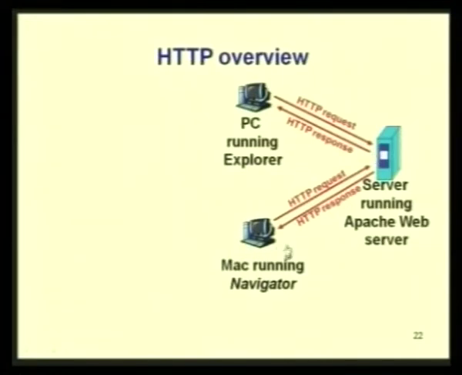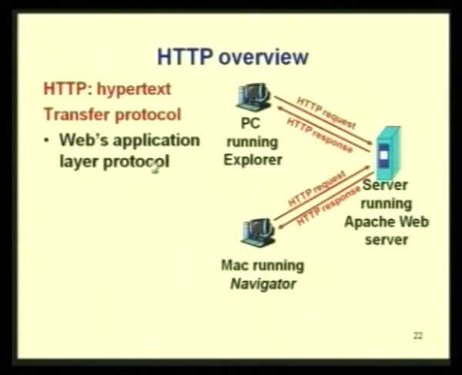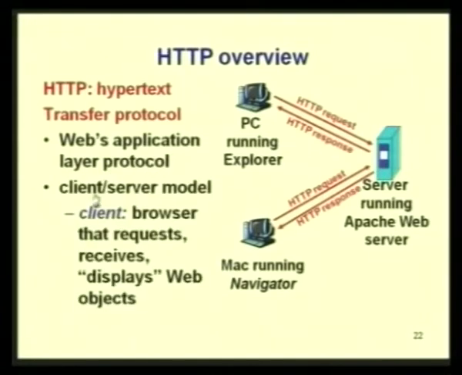On the other hand, I could have a Mac machine running a different client program, the Navigator, but this also uses the same HTTP request response. So, this server can talk to either an Intel based PC or a Mac machine using the same HTTP protocol. The server need not worry about what machine is over there, it only needs to worry about whether it is using the HTTP protocol or not. So, that is the idea that is used. HTTP, as we all know, stands for Hypertext Transfer Protocol. It is the web's application layer protocol and it works in the client server model.